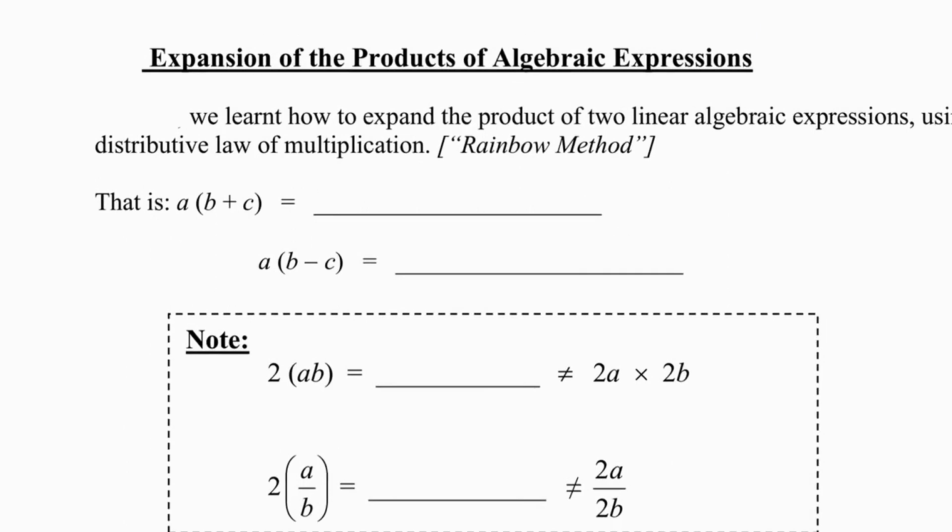A times bracket B plus C, right? When we do the expansion, we are literally multiplying this. A times B will be AB. A times positive C, both positive, so it will be plus AC. Or, this will be AB. A times negative C will be negative AC. Yep.